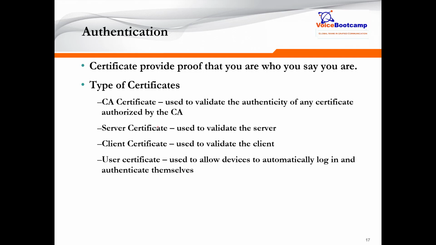Now, that is for encryption. What about authentication? Authentication provides proof that you are who you are. So the way we authenticate is by various different types of certificates. You have a CA certificate, which is your certificate authority, which is used to validate the authenticity of any certificate issued by the certificate authority. Now, certificate authorities are third-party companies who issue certificates. Then, of course, you have a server certificate, which is used to validate a server. You have a client certificate that is used to validate the client side. And then you have a user certificate, which is used to allow devices to automatically log in and authenticate themselves.